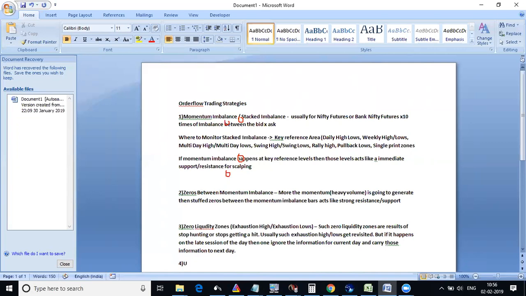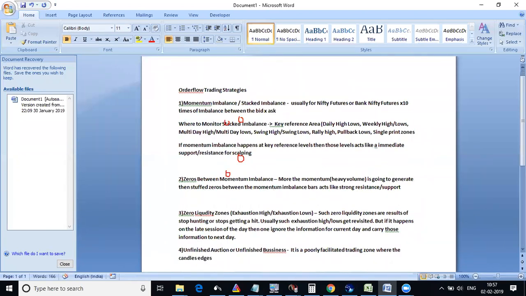The next comes the unfinished auction, or unfinished business. What is unfinished auction or unfinished business? It is a poorly facilitated trading zone where the candle edges, by which I mean the top left edge and the bottom right edge, have some values, some trading activity, which is a poorly facilitated trade.